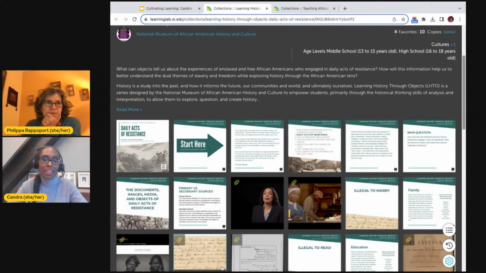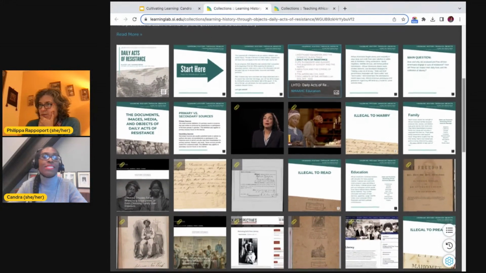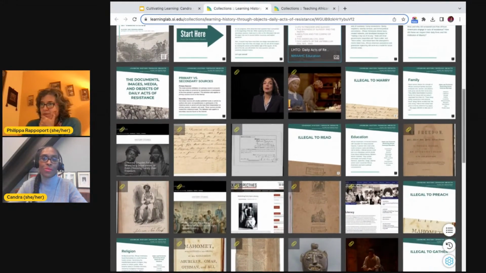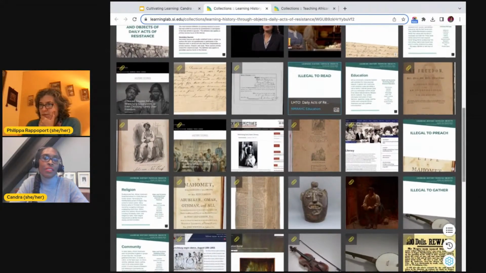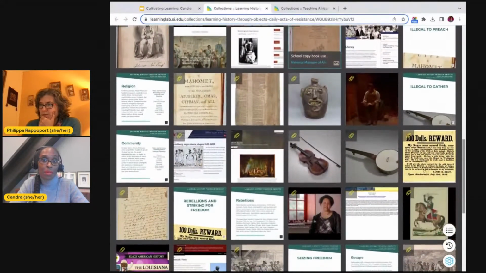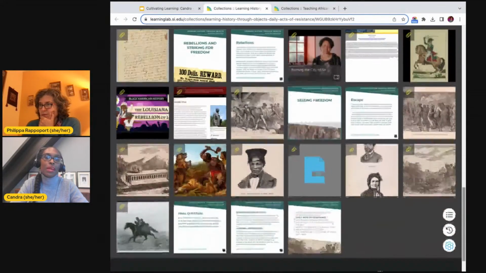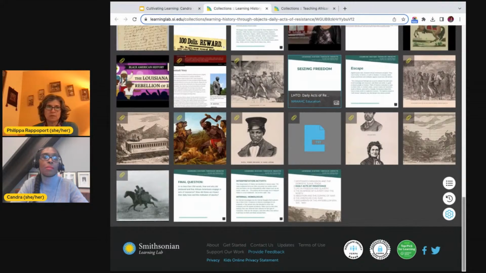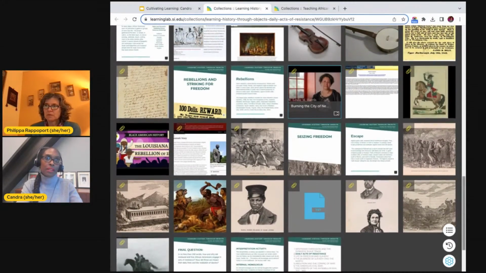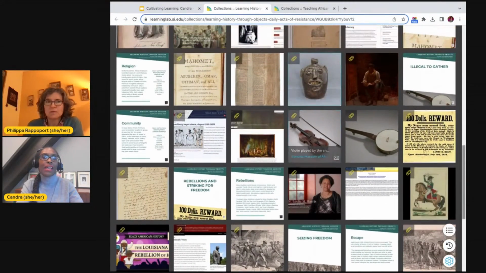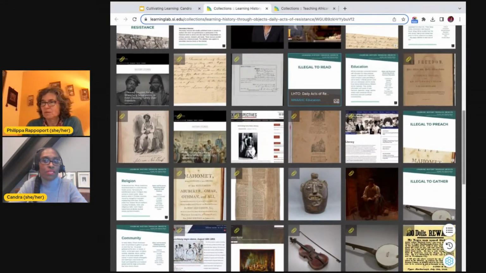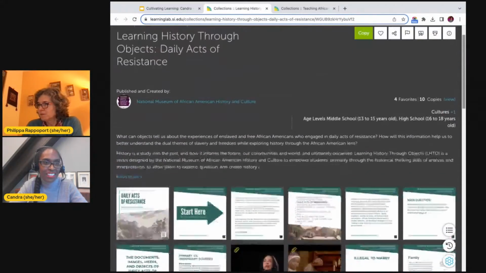You could start at the beginning, at that title tile, and progress tile by tile, or you could choose a section to explore. Or you could even focus on one specific object tile to dig deeper into one artifact or resource. Our North Star Learning Lab collections seek to use a combination of objects from our museum's holdings, connected video resources, and other types of supporting primary sources to help teach and learn about a topic in African American history. So, Philippa, would you navigate to the info section at the top of the page?